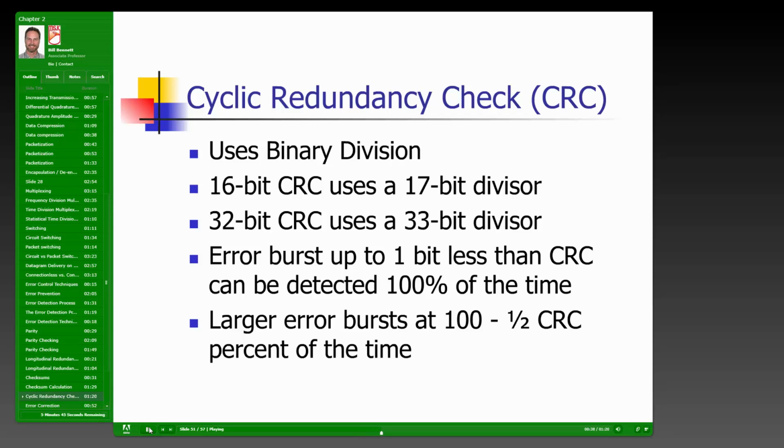So error bursts, meaning errors that occur up to 1 bit less than the CRC, meaning 32 bits or 16 bits, depending on which we're using, can be detected 100% of the time. Larger error bursts are detected at 100% minus half of the CRC, so for 32-bit, half of that would be 16, 100 minus 16 is 84, and for 16-bit it would be 8, so 100 minus 8 is 92. That would represent the percent of time that errors could be detected. So it's a very sophisticated, very high rate error detection method.